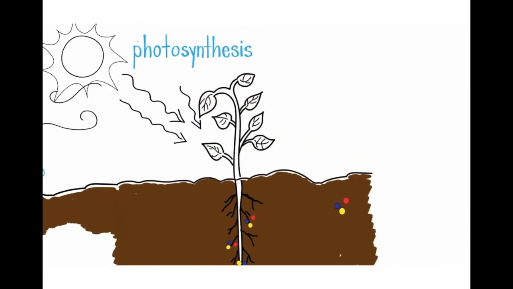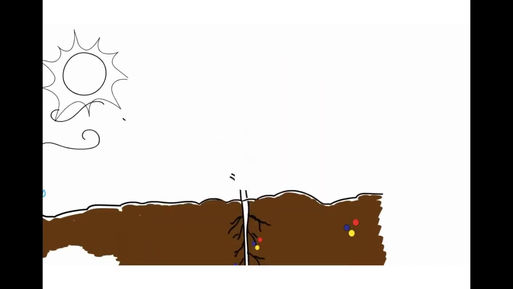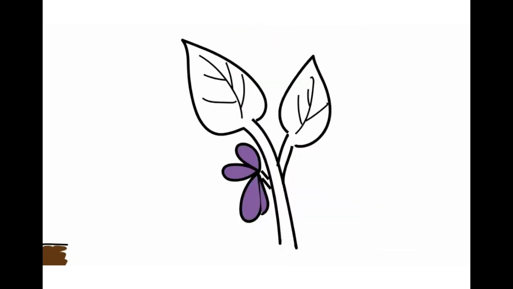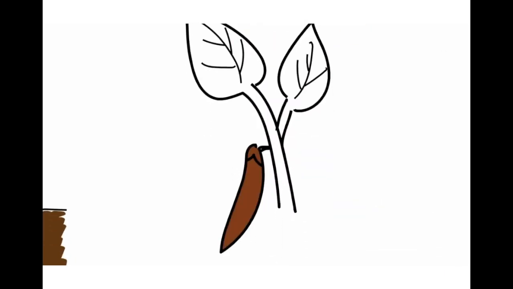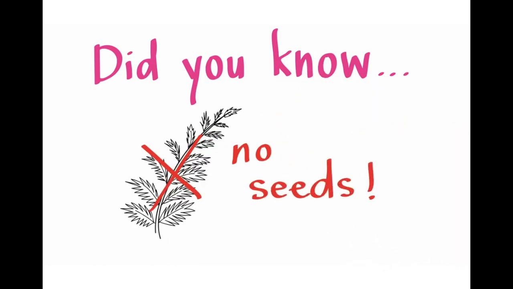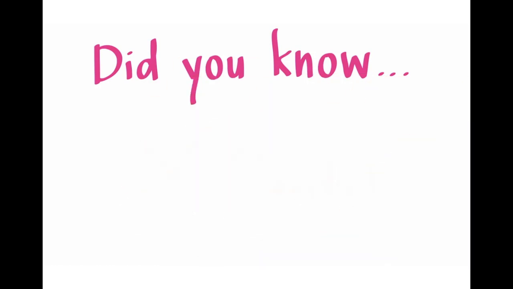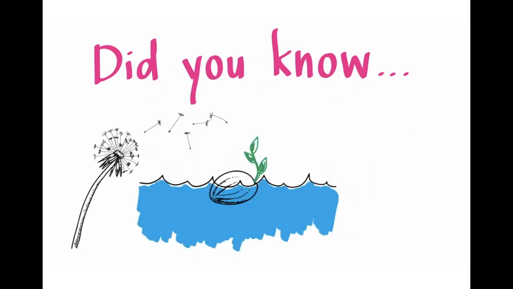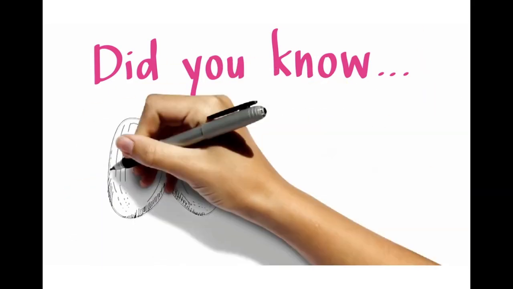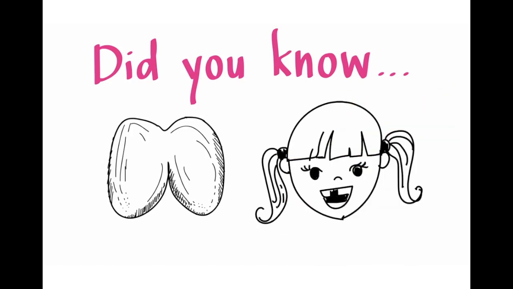This is called photosynthesis. When the bean grows into an adult or mature plant, it produces a flower, which then turns into a fruit or a bean pod. Inside this pod are new bean seeds ready to be planted again. Did you know some plants, like ferns and mosses, don't grow from seeds? Seeds can travel using the wind, water, or by animals. The biggest seed in the world is the sea coconut, which can grow up to 30 centimeters tall and weigh as much as a kindergartner.